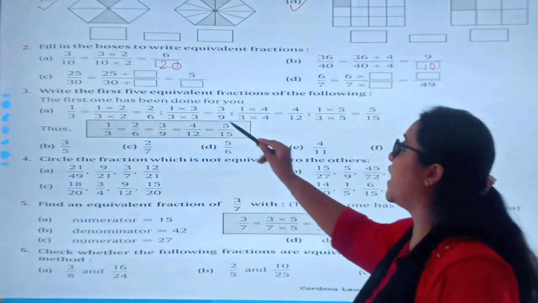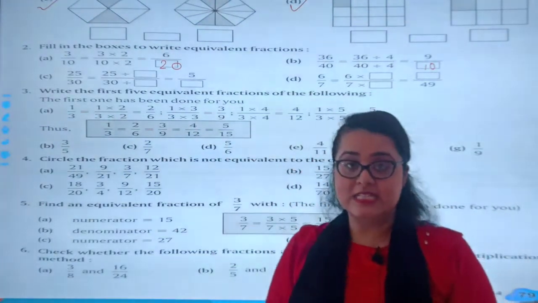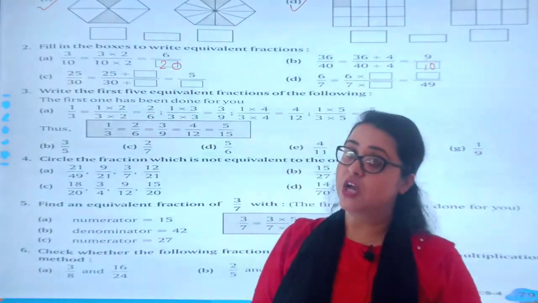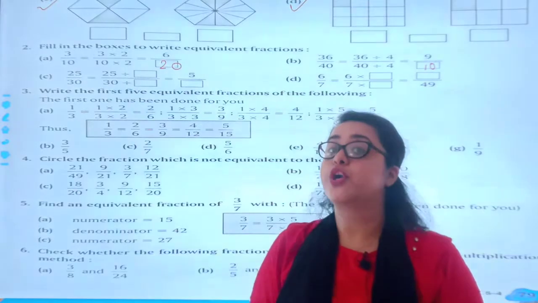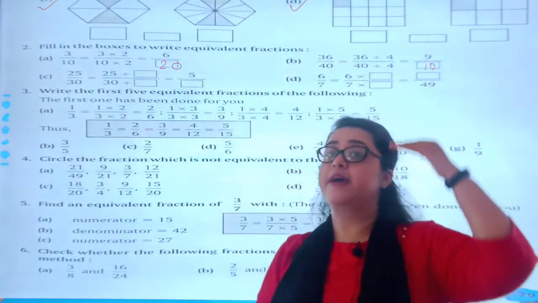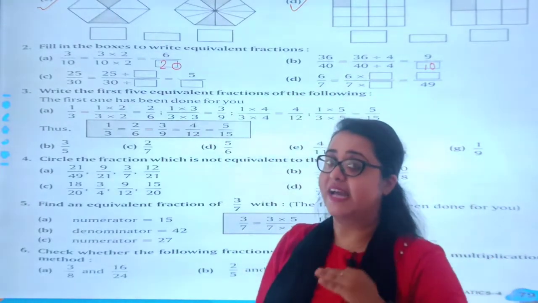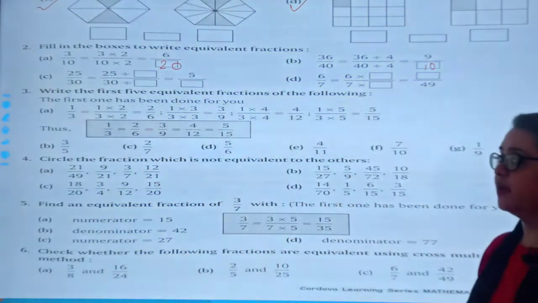Write the first 5 equivalent fractions of the following. मैंने आपसे अभी डिस्कस किया था कि अगर आपसे find the equivalent fractions. What you will do? You will take the fraction, you will multiply by 2, 3, 4, 5, 6. आपको यहाँ पे एग्जाम्पल के साथ दिया हुआ है. ओके.